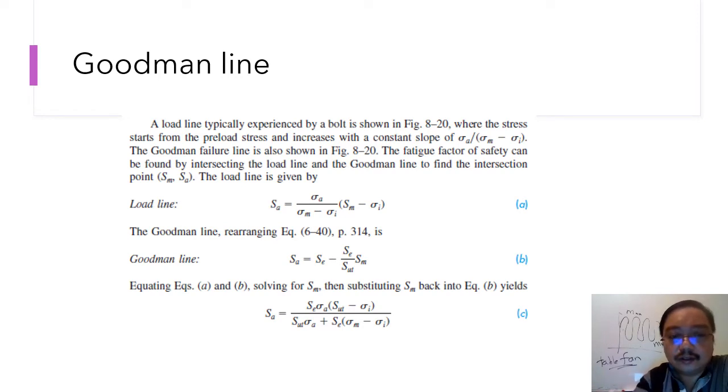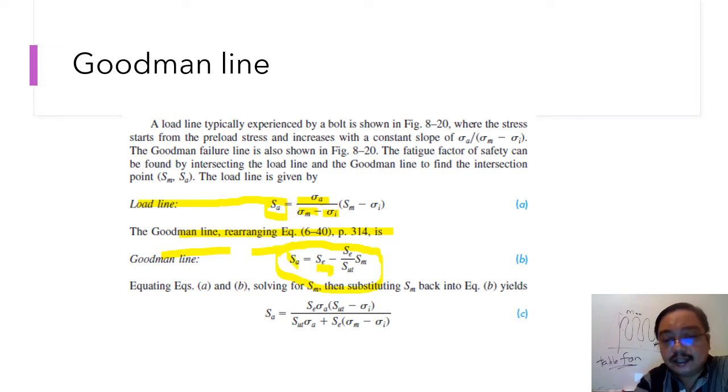This is the load line. SA is the stress strength. S stands for the strength. Okay, this is the initial strength. This is the alternating strength. Stress mid-range over initial, and the Goodman line arranges it to become stress for the endurance strength. Okay, SE, the alternating strength, is endurance minus endurance over ultimate strength times the mid-range strength. You can get the equation for the strength like this. This is the equation for the strength.